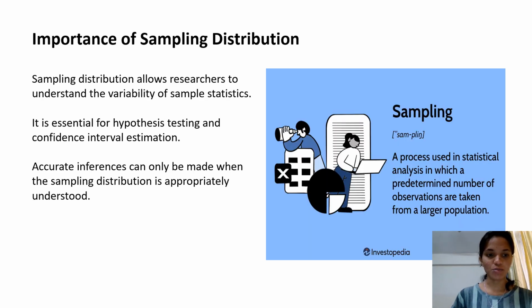Importance of sampling distribution. Sampling distribution allows researchers to understand the variability of sample statistics. It is essential for hypothesis testing and confidence interval estimation. Accurate inferences can only be made when the sampling distribution is appropriately understood.